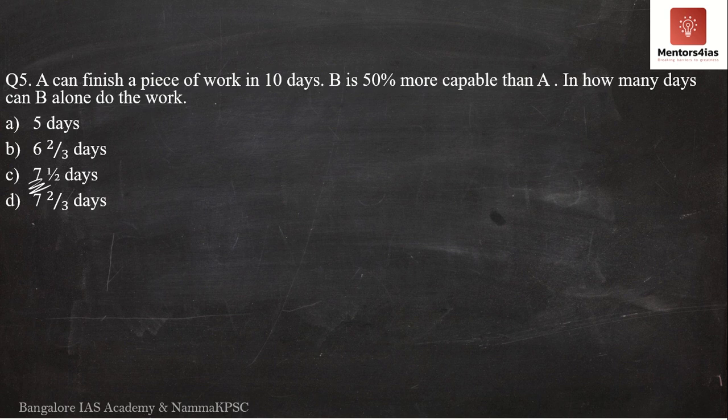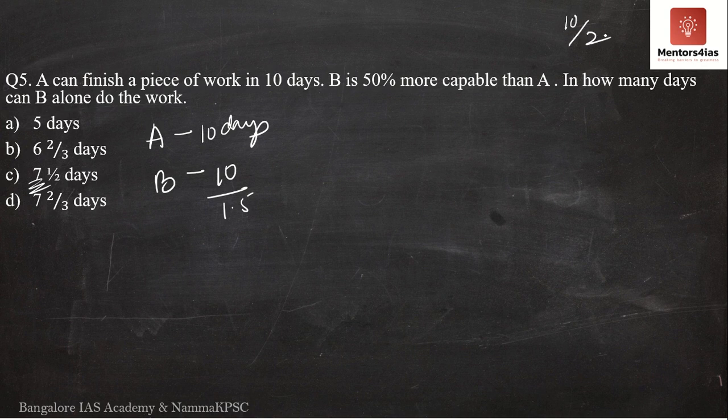Okay, so here A can do it in 10 days. If A can do it in 10 days and if B is 50% more capable, what is B? B is nothing but 10 by 1.5, correct? That is what we have to do. See, if I said B is 100% more capable, or if B is twice as capable, then the number of days taken by B would be nothing but 10 by 2.